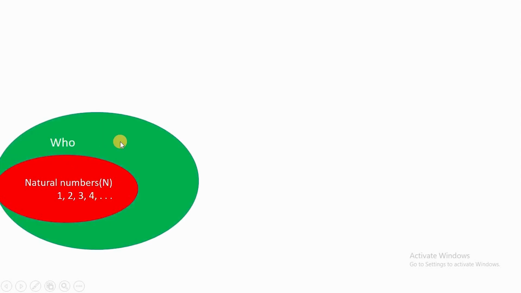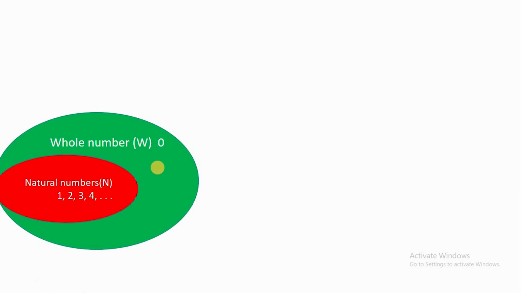The next set of numbers are called whole numbers, normally denoted by the capital letter W. Whole numbers include all the natural numbers and also 0. So the whole numbers are a larger group than the natural numbers, isn't it? Because whole numbers include all the natural numbers, whereas the natural numbers do not include all the whole numbers. That is, 0 is not included in the natural numbers, but 0 is a whole number.